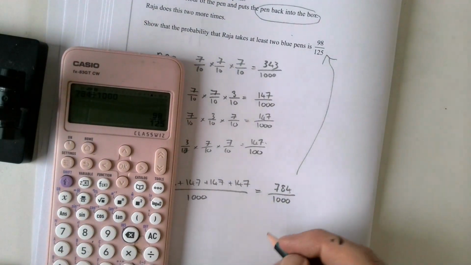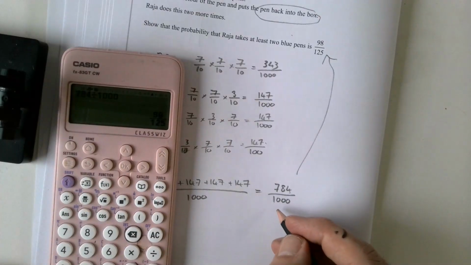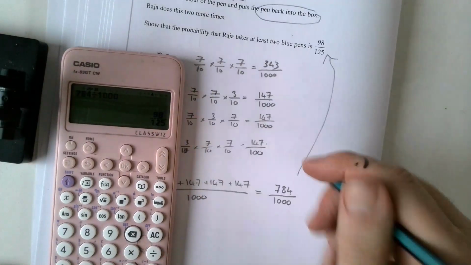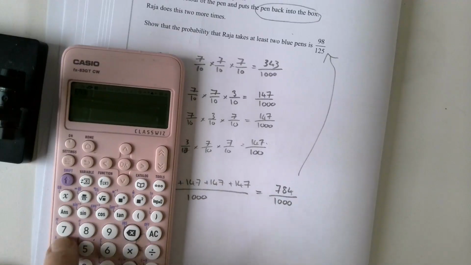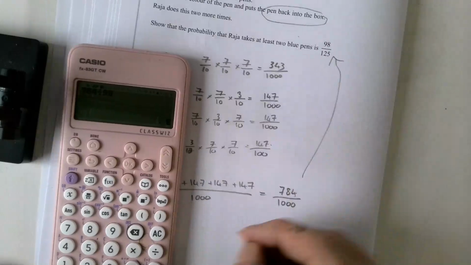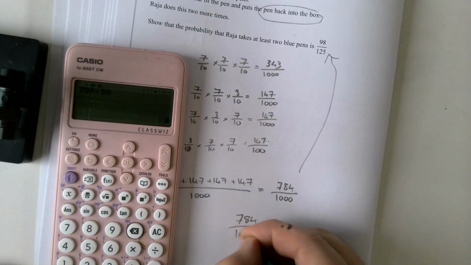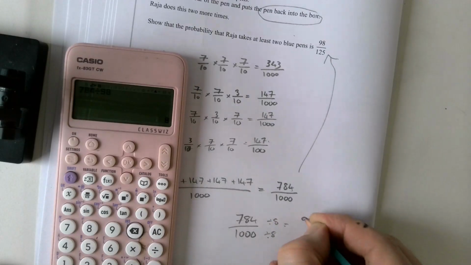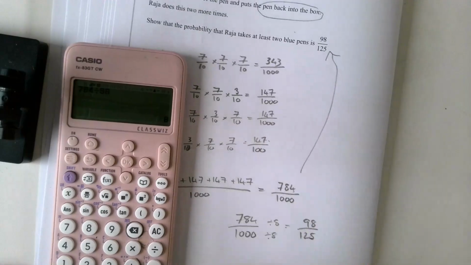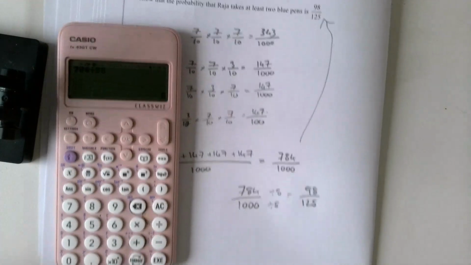If I'm trying to prove it, I suppose I could say, right, how many 98s get me to 784? That gives me 8. So I know I'm dividing by 8. So 784 over 1,000. If I was trying to be super thorough, divide by 8, divide by 8. That gives me 98 over 125. Okay.